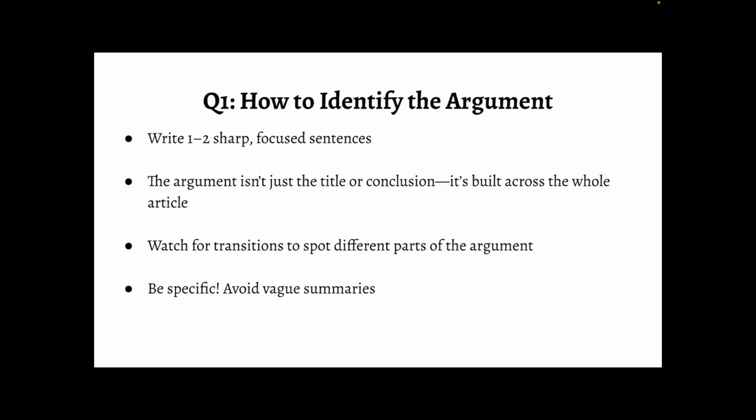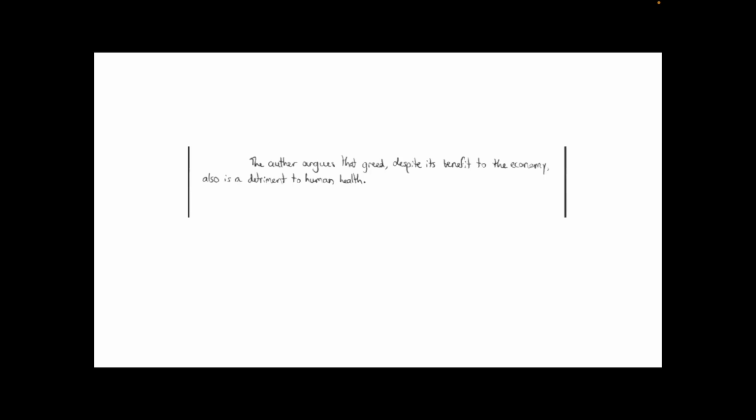Question 1, how do you identify the argument? Well, it's not too long. It's 1 to 2 sharp and focused sentences, and the argument isn't just the title or the conclusion. It's built across the whole article, and it should definitely be done after reading everything. Watch for transitions to spot different parts of the argument, and be specific. Avoid vague summaries.